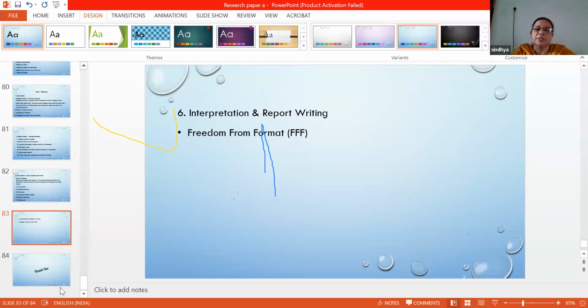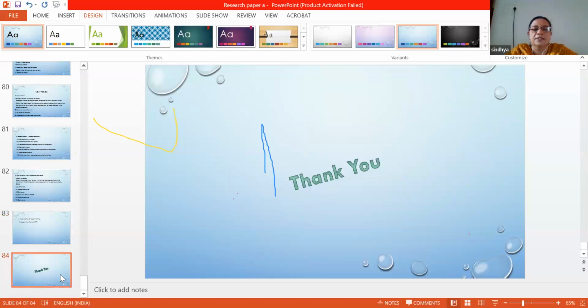So when you do interpretation and report writing, you can use your own format for writing. That is gaining attention nowadays. There is no accepted format, no fixed format for writing a research paper. So these are some of the points that we should consider while discussing preparing a research paper.